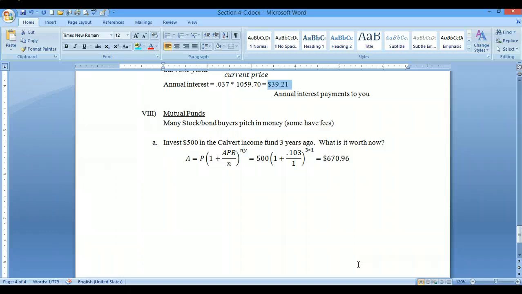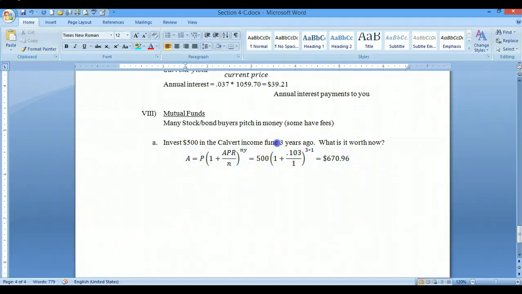The new one has a couple more questions, so I do advise you to go to page 242 and just do a couple more so that you're familiar with it when you go through your homework, but I'm going to go through one example right now. Also, keep in mind that some of these mutual funds will have some fees for paying the people who are doing the account managing. All right, let's suppose that I invested $500 in the Calvert Income Fund 3 years ago. What is it worth now?